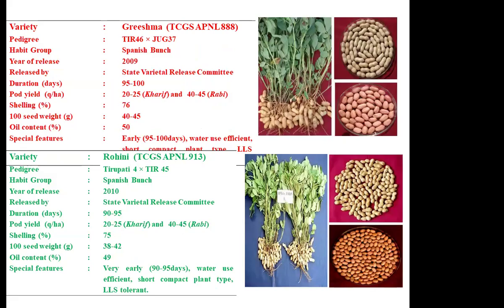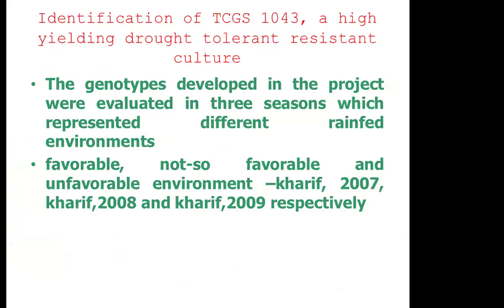Some fast tracking was done to meet the project objectives of the AP Netherlands Biotechnology Program, and we entered some promising entries into yield trials from F5 itself. We multiplied them, put them in advanced varietal trial, and then went for on-farm testing. Out of that, we released Grishma and Rohini. These are short-statured varieties with high water use efficiency. Next slide, please.